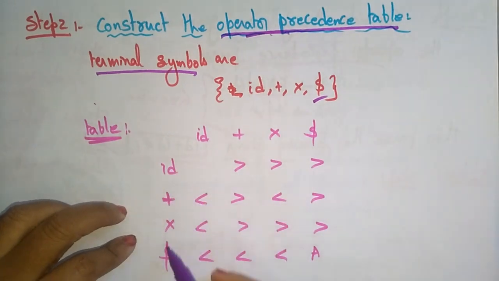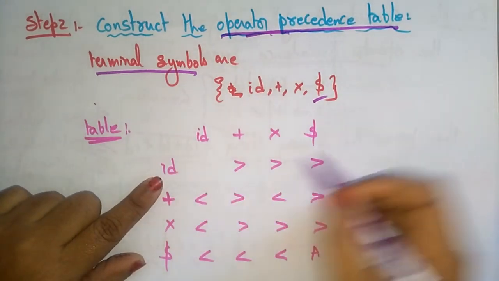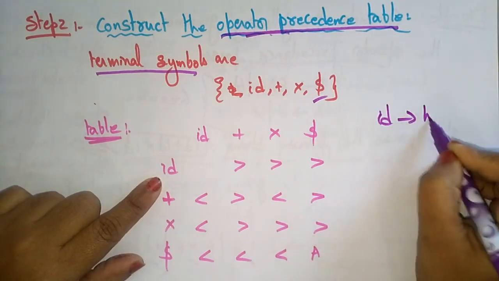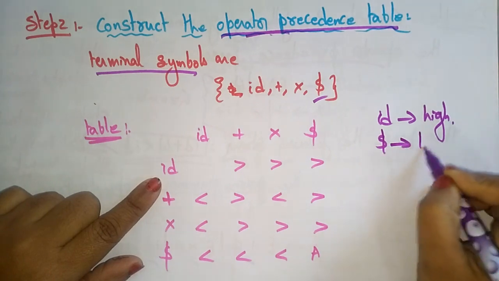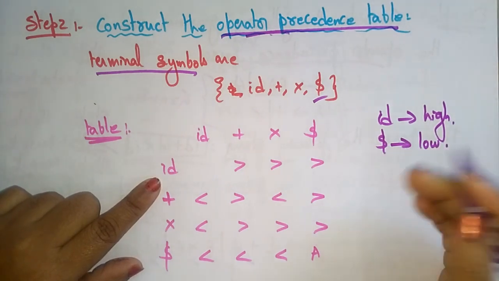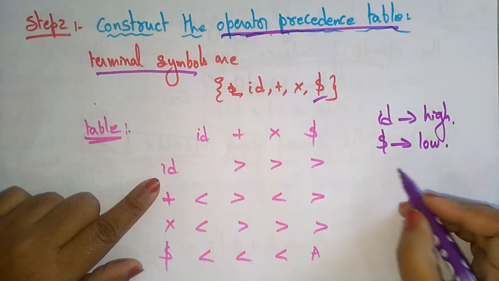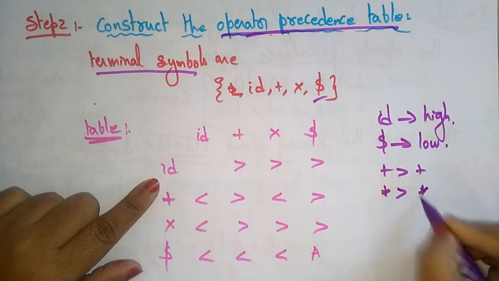So ID plus into dollar. According to our rules, ID is having the highest priority, and dollar is lowest priority. So whenever plus and plus are there, plus is greater than plus. Into is greater than into.